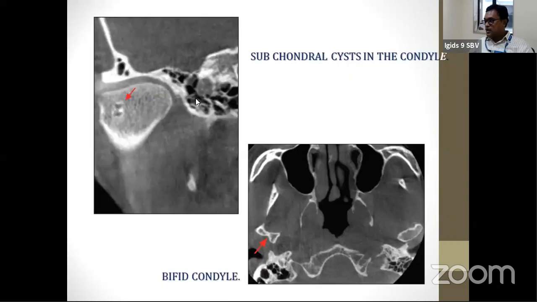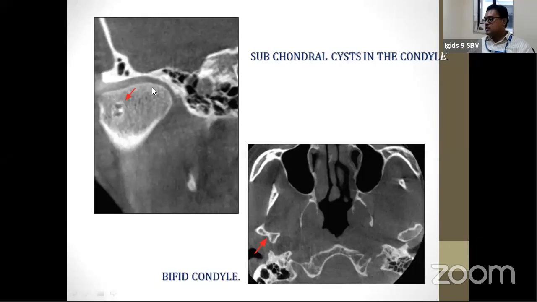So here they are. Now take a look at this. This is the coronal section of the condyle, and you are able to see two tiny cysts here. These are subchondral cysts in the condyle. Technically, this is very difficult to achieve on the conventional TMJ views. It is next to impossible to find them on conventional views, especially subchondral cysts of this size.